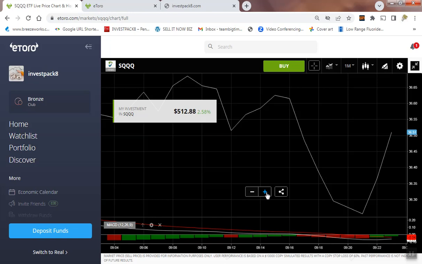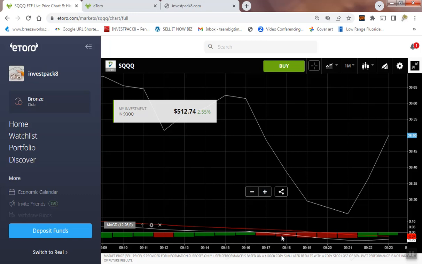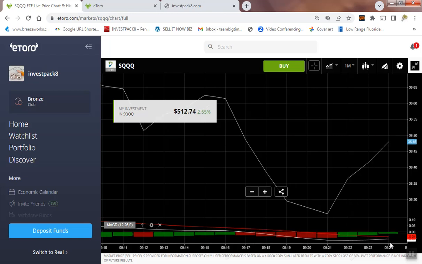Keep your eyes on those two lines down there. This is what you call the MACD, and this is the one that indicates which direction it's going. So when they touch, it's about to change the direction of the stock market. And then when it crosses, you really are doing it.